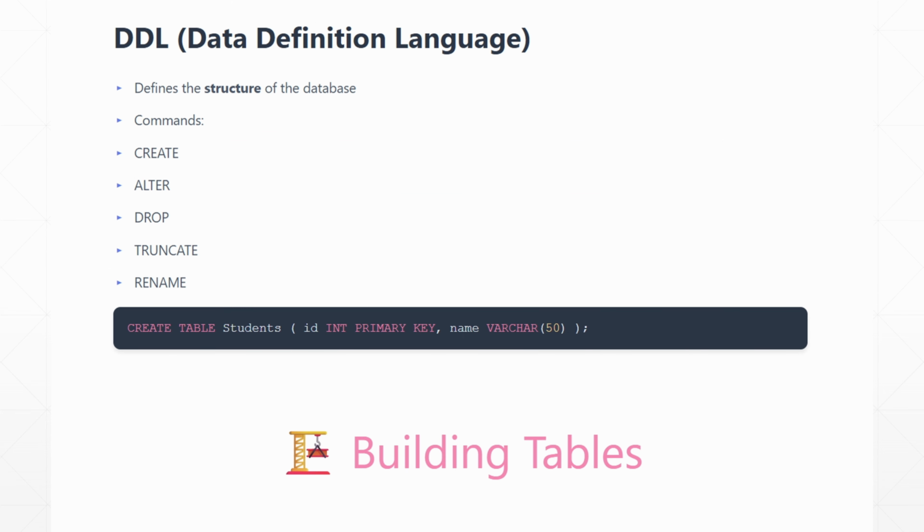So let's start with the first one, DDL, that is data definition language. This part of SQL is used to create or change the structure of your database, like making a new table, changing a column, or deleting a table. Some common DDL commands are: create, to make a new table; alter, to change the structure, like adding or removing a column; drop, to permanently delete a table; truncate, to delete all the data inside a table but keep the structure; rename, to rename a table.